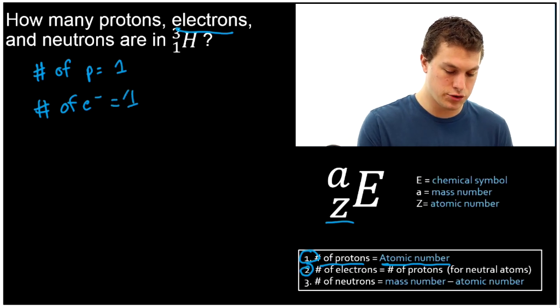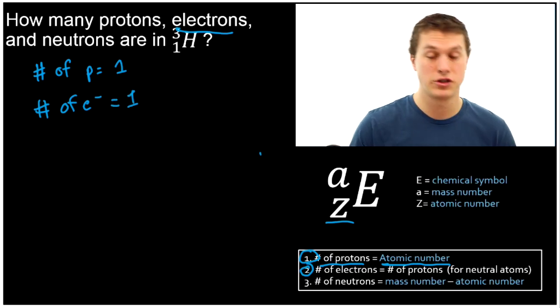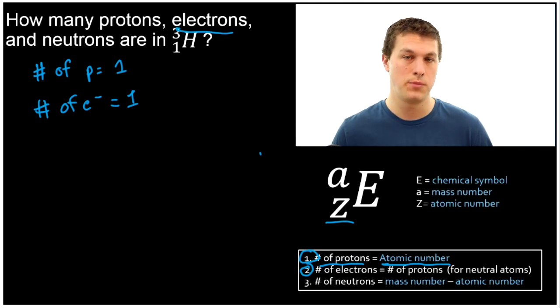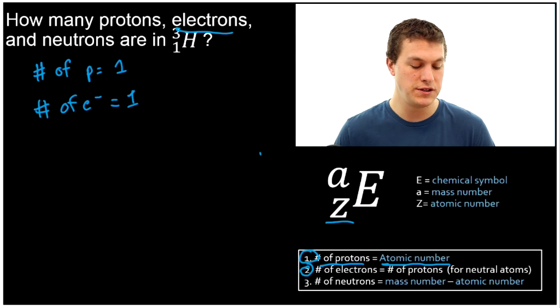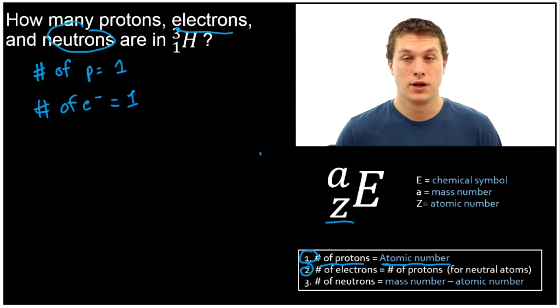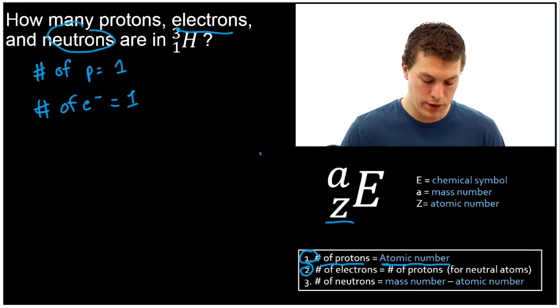Now, this is not always true because sometimes you have a charged species, an ion. And for ions, you'll have a different number of electrons and protons. So remember, this rule is just if your species is neutral. And lastly, it asks, how many neutrons are there? This is the only one that requires some math.